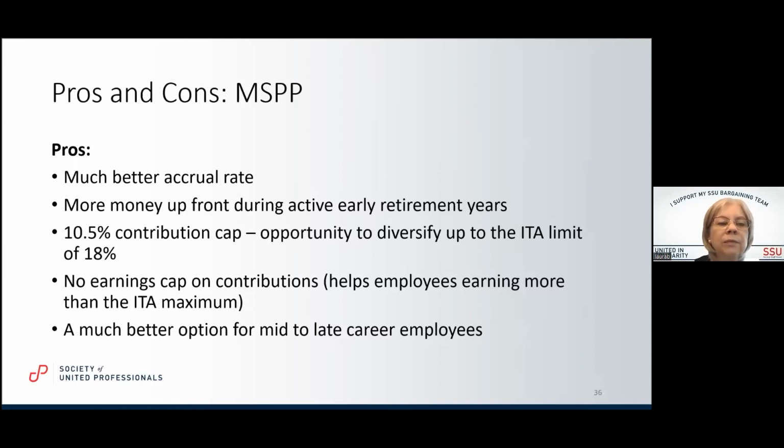The 10.5% contribution cap actually does provide some benefits because you can diversify. You've got all of the rest of your room up to 18% to invest as you see fit and save for your retirement on a tax deferred basis. And this is an interesting one too. There is no earnings cap on contributions. So this is of help to employees that are earning more than that maximum amount under the Income Tax Act. And it is a much better option for employees who are joining the plan mid to late career.